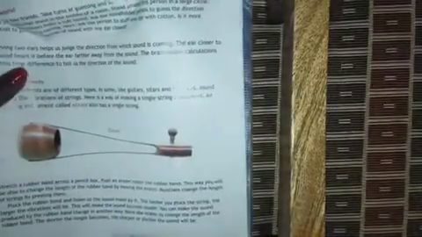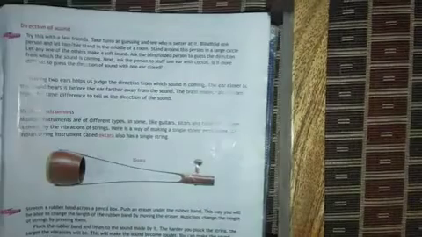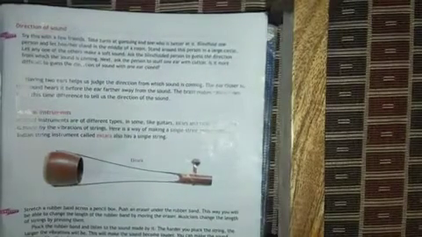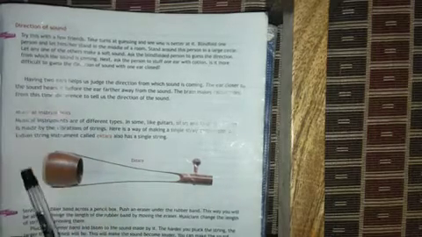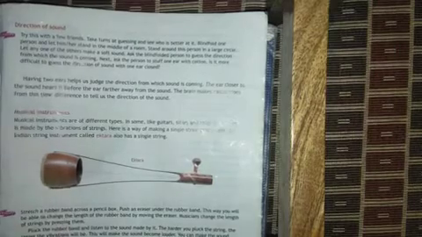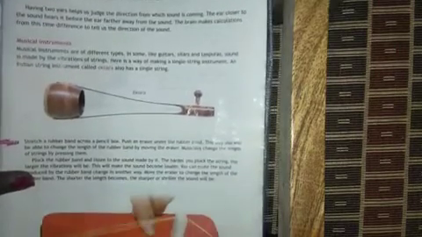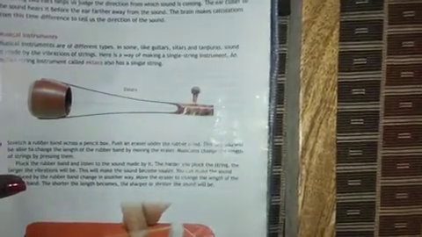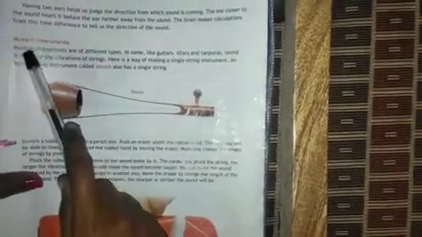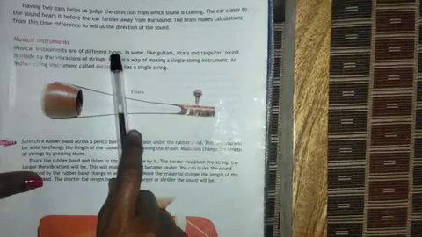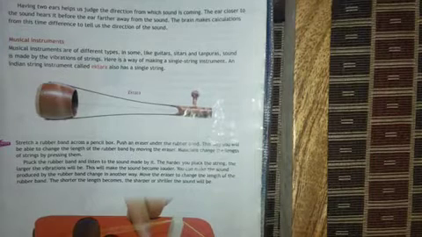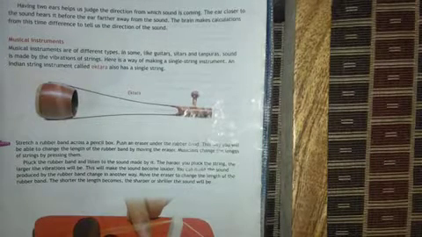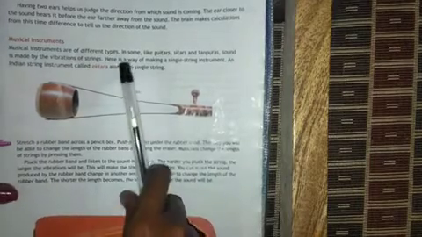Okay, now I want everyone to turn to page 99. In this page number 99, we have completed direction of sound also. Now we'll move on to the next subheading, musical instruments. Musical instruments are of different types, of course. Only a few musical instruments we might have known, but there are different types of musical instruments.